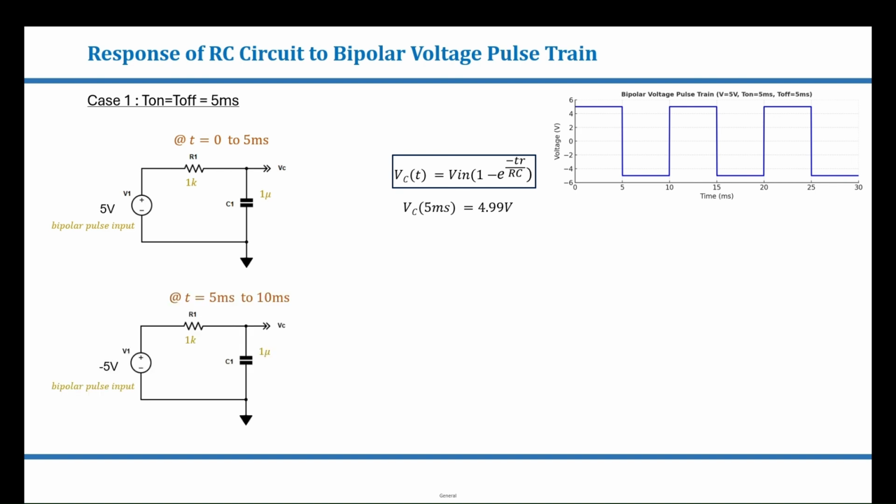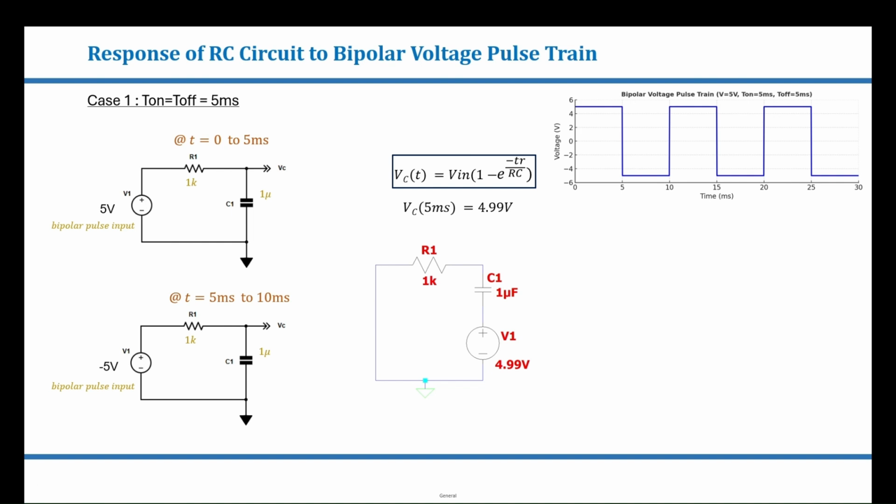Now between 5 to 10 milliseconds, the input voltage is a constant minus 5 volts. During 0 to 5 milliseconds, the capacitor would have charged to 4.99 volts. Now when minus 5 volts is applied, the capacitor also acts like a voltage source. So by using the superposition theorem, we can calculate the voltage across the capacitor. Here the capacitor during 0 to 5 milliseconds would have charged to 4.99 volts.